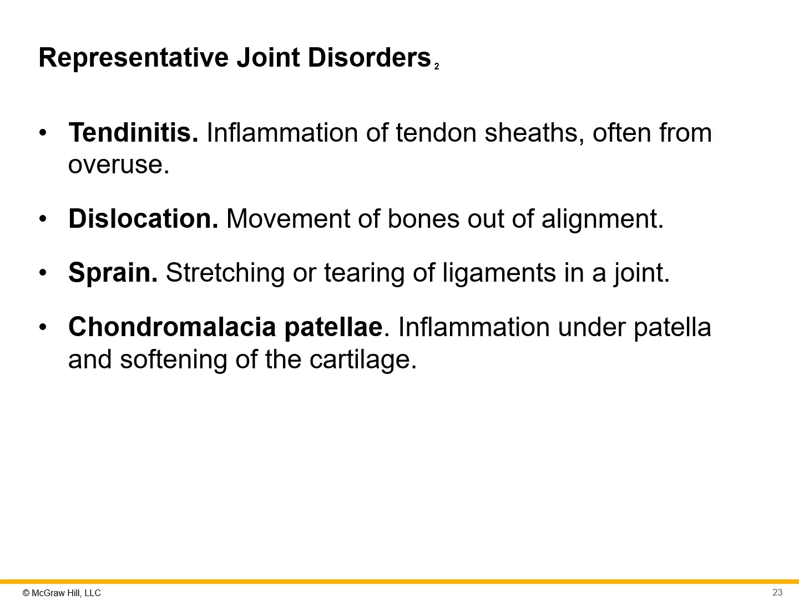And then the last few here to round us out: tendinitis, which is inflammation of the tendon sheath due to overuse. Dislocation, we mentioned like the ACL that's trying to prevent that, but that's just where those bones move out of alignment. Sprains, we already mentioned, the stretching or tearing of the ligaments. And then we also have chondromalacia patella. The patella is the bone there, the kneecap. So this is inflammation under the patella and the softening of the cartilage in that area.